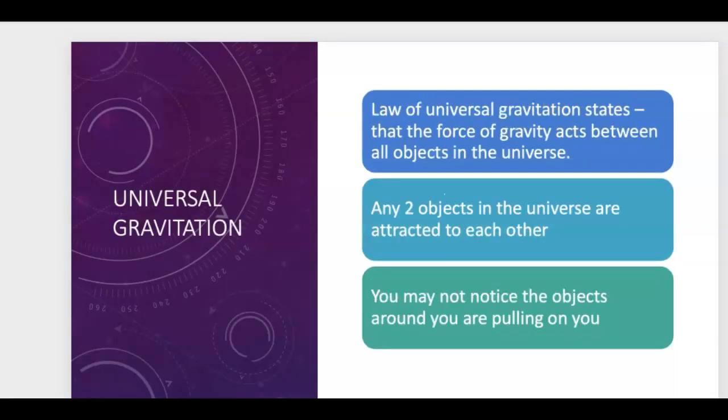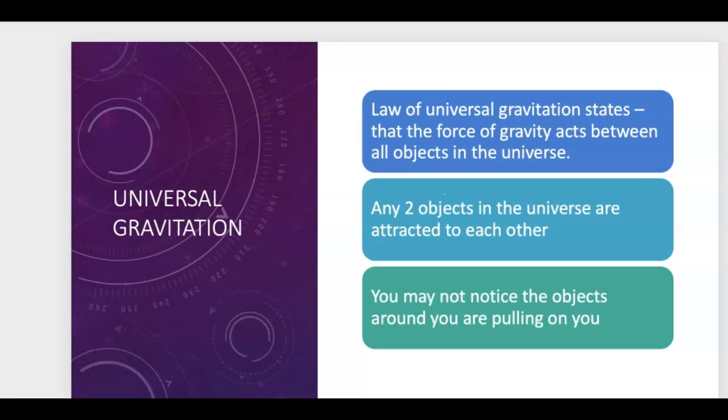The law of universal gravitation states that there is a force of gravity acting between all objects in the universe. Any two objects in the universe are attracted to each other. You're not going to notice objects around you pulling on you because we're also all having the same amount of gravity holding us in place, which is a good thing. Think about it. Do we want our tables floating? Do we want our chairs floating? But because everything is being held down in place with gravity, we're not floating around.